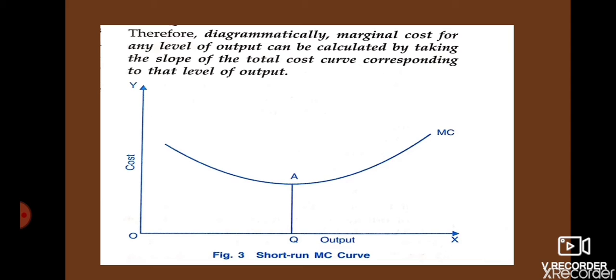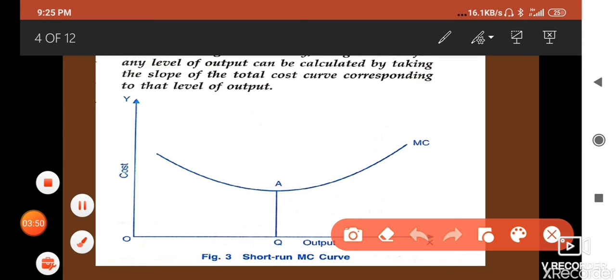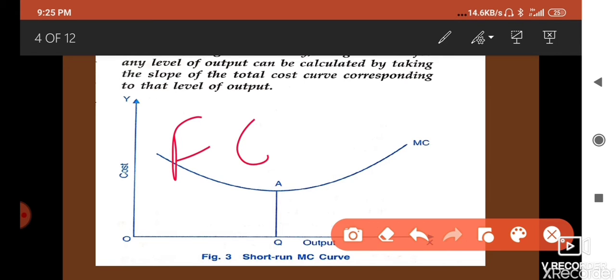Let us discuss a few points about this curve. The first point is that marginal cost has nothing to do with the fixed cost. Here you have to keep in mind that marginal cost depends totally on variable cost. Why am I saying so? Because fixed cost is fixed for every unit and variable cost changes for every unit. So we can say clearly that marginal cost has no link with the fixed cost.